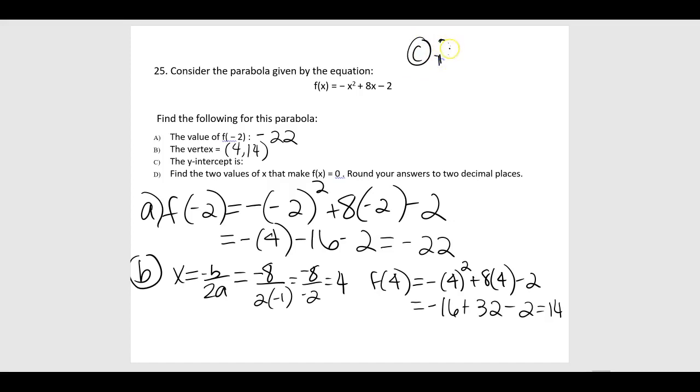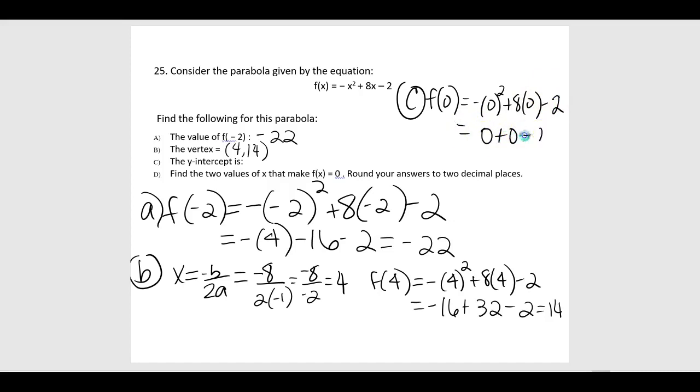Now for the y-intercept, you just want to plug in 0 for x. So f of 0, whoa, it looks so messy. F of 0 would be negative 0 squared plus 8 times 0 minus 2. So that would be 0 plus 0 minus 2. So f of 0 is negative 2. So the y-intercept would be 0, negative 2.